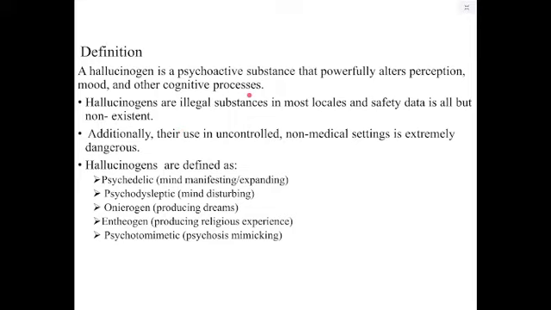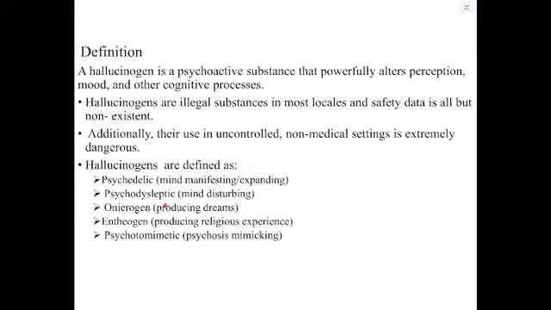In fact, most of these drugs are just abused. They have a lot of abuse potential. Additionally, their use is uncontrolled. Their use in uncontrolled non-medical settings is extremely dangerous. So as we have said, they are abused drugs. They will be used in uncontrolled non-medical settings to bring about hallucinations, and therefore that also makes these drugs very, very dangerous.